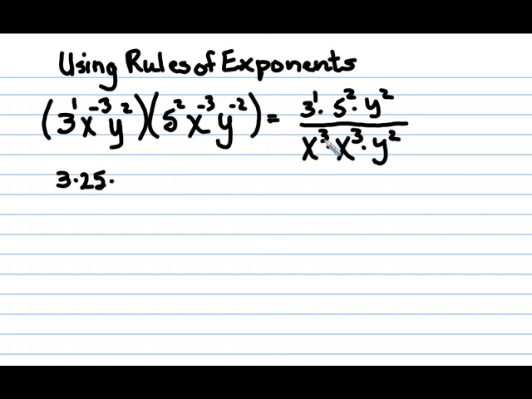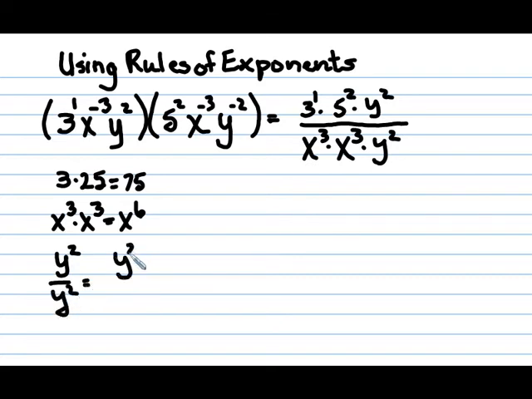If I look at x to the third times x to the third, so x to the third times x to the third, we add the exponents because we're multiplying like bases. That should be x to the 6th. And then if I look at y squared divided by y squared, I use the division rule so that we subtract the exponents. That gives me y to the 0 power, which we know is 1.